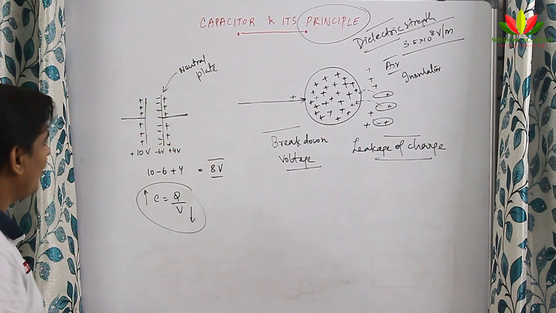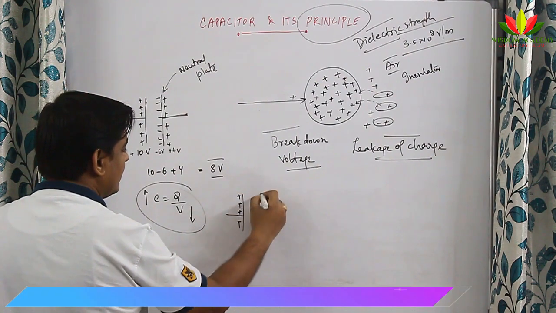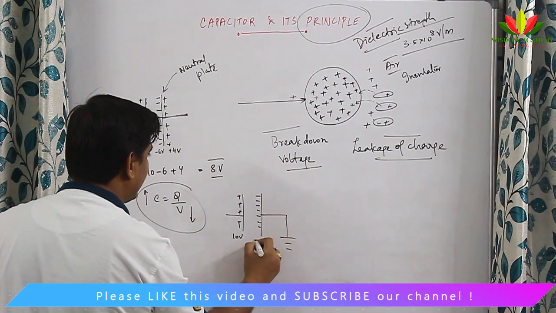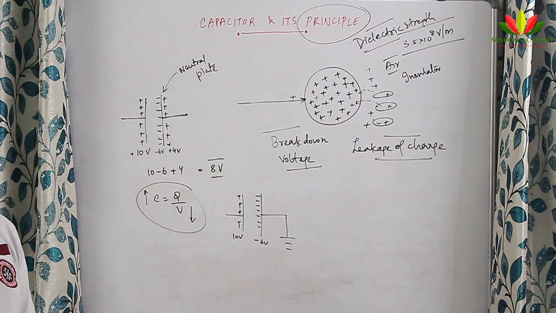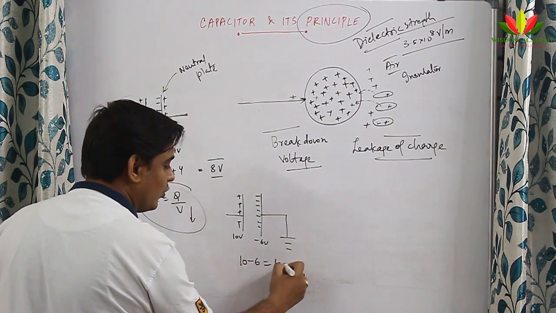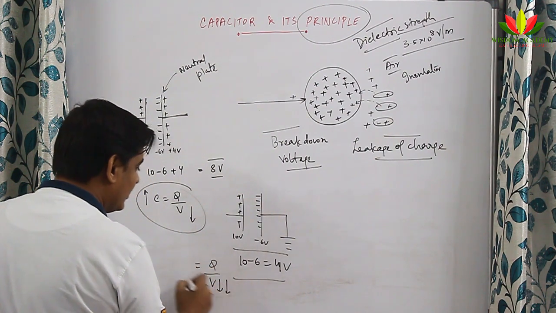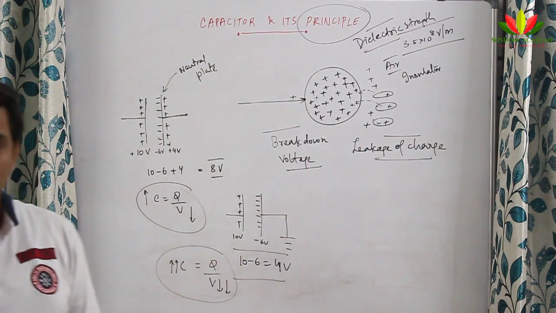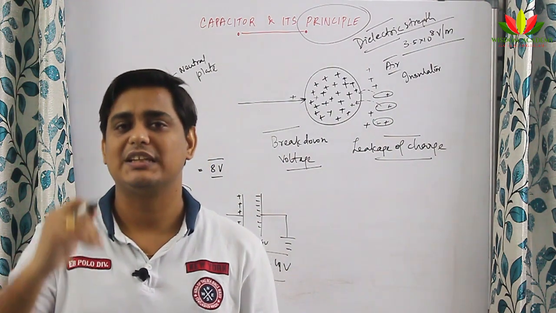I'll do one more thing. Now, the same plate, I provide some earthing. So here there was negative charge, here I had 10 volt, here I had minus 6 volt. This plus 4 volt is actually earthed. Now what is the net voltage remaining? 10 minus 6, that is 4 volt. Now V has come further down, so C will get further up. So if you want to increase the capacitance of a capacitor, you must reduce its potential.